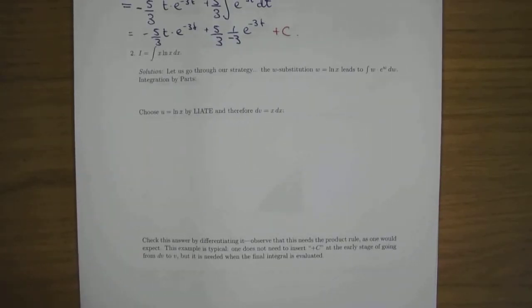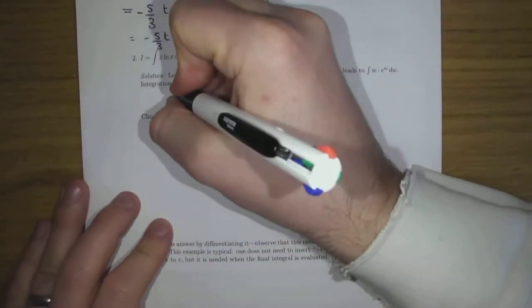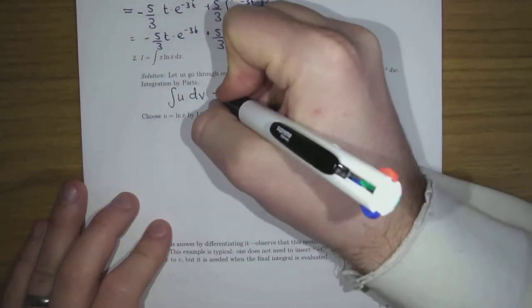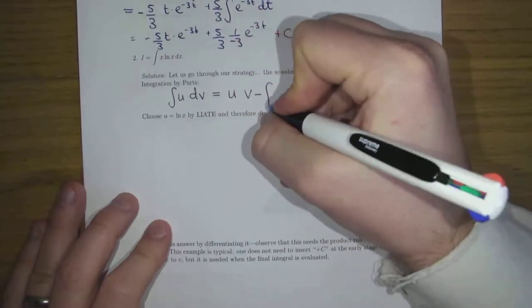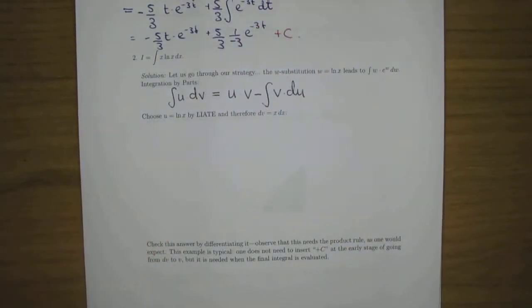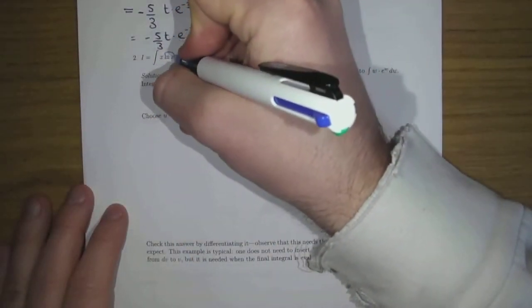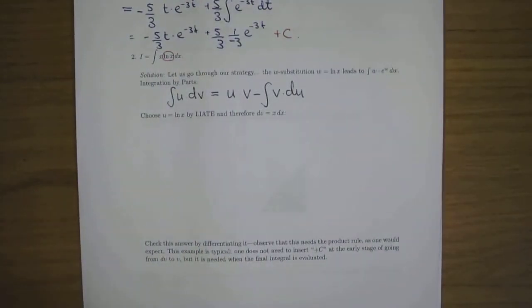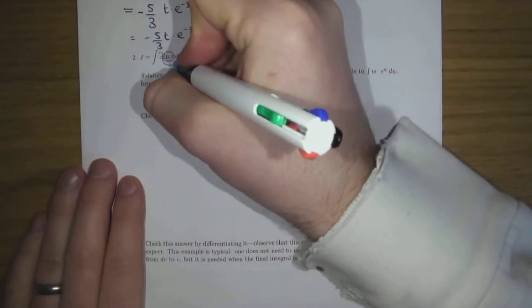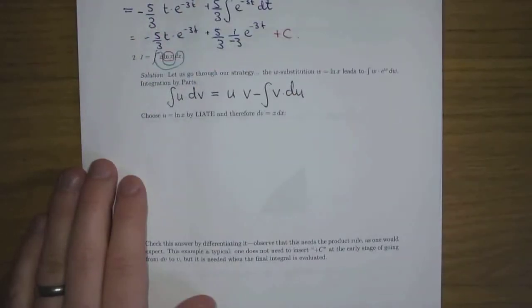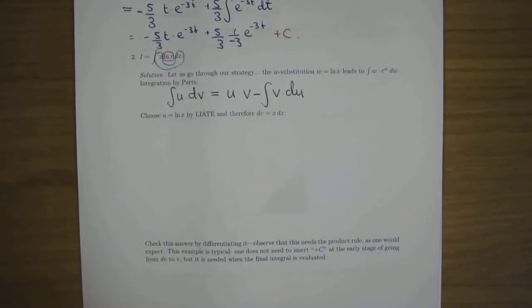So what we're going to do is we're going to write down our formula. Okay, and we need to pick u by Liate, and then everything else is dv. So we go through our Liate. So L is logs. Are there logs? Yes. So what that means is log of x is our u, and everything else, that's x dx, is our dv.